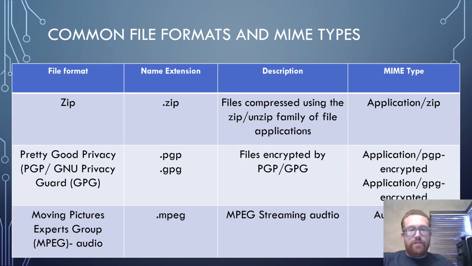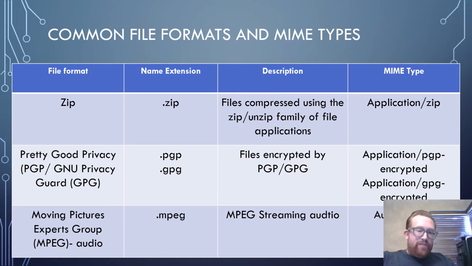Zip files, .zip. These are files that are compressed using the zip/unzip family of file applications. The MIME type is application/zip. You can zip files in order to keep them together. Zipping files together compresses them, that makes them smaller, and then you have to unzip them when you download them.